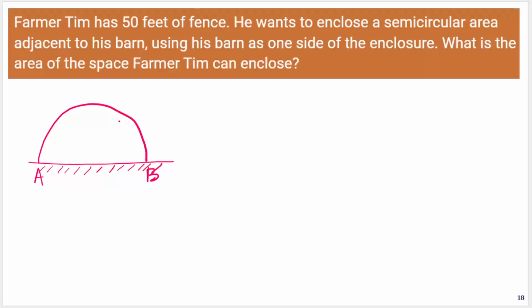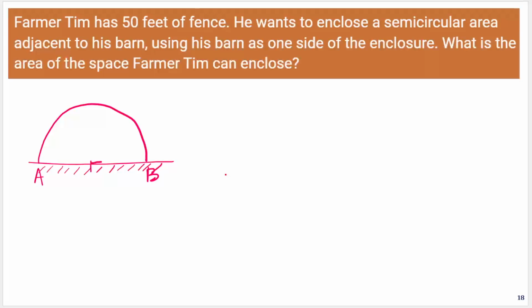Alright, have you finished? So if you want to find the area, usually you need to find the radius of the semicircular area, right? So we could start from the sketch of the problem here. Our fence forms a semicircular arc, so the arc has length 50.